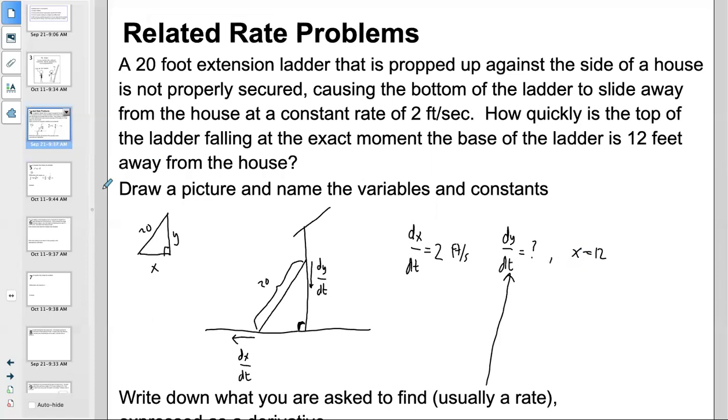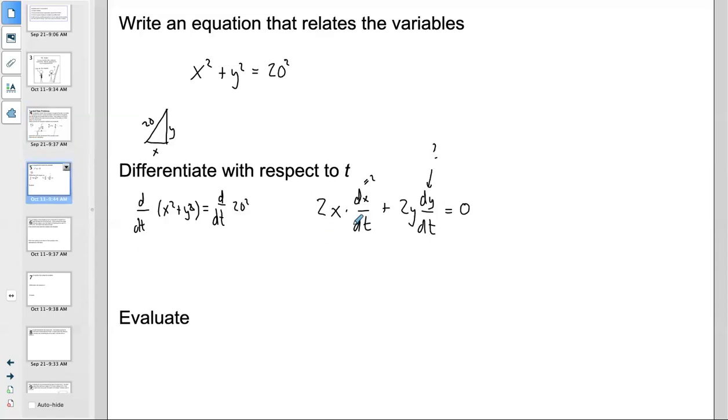It said find it when x is 12, right? It said when the base of the ladder is 12 feet from the house. So I'm going to say 12 for this. But now you have to find y. That's not that tricky, because you know that this is 12 and this is 20 and this is y. And if you know two sides of a right triangle, you know the third side. So I would say 12 squared plus y squared equals 20 squared. And I think if you do the math here, you get y equals 16.